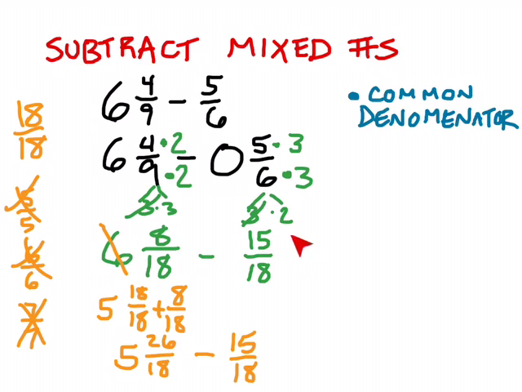So I'm going to take that 5 26/18, and now I can subtract my 15/18. Something to be aware of, we're never going to change the number we're subtracting. We'll never ever borrow the number we're trying to take away. But now I'm good to go.